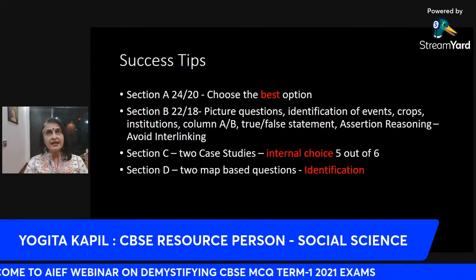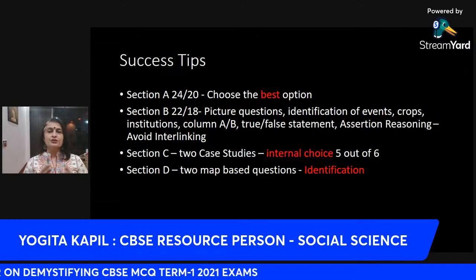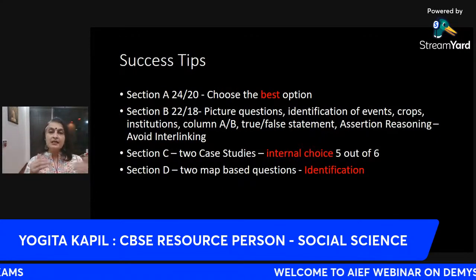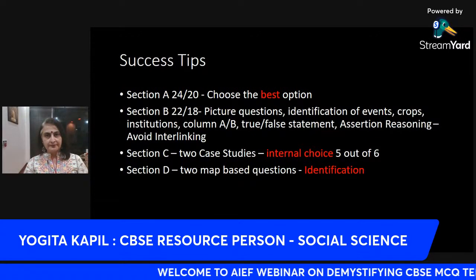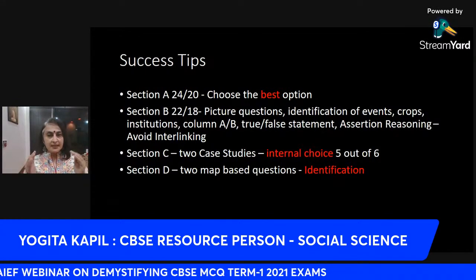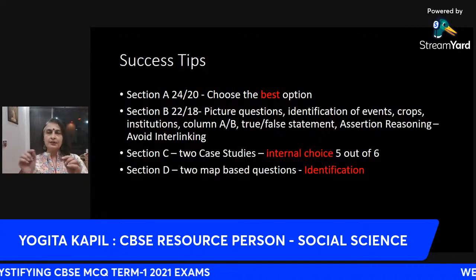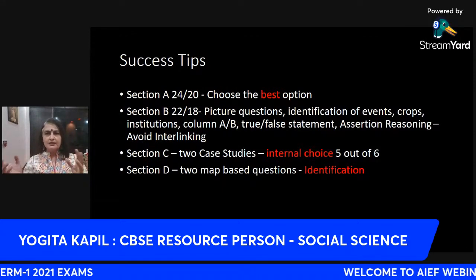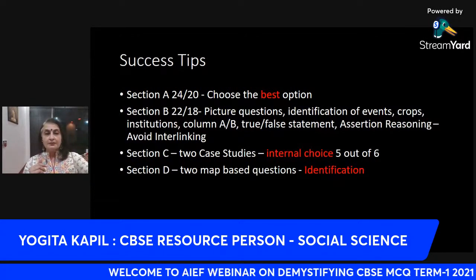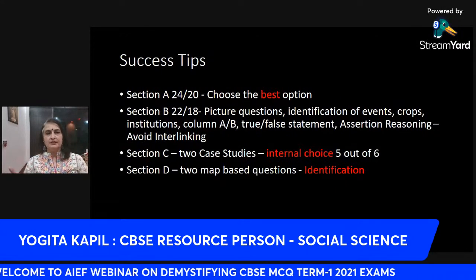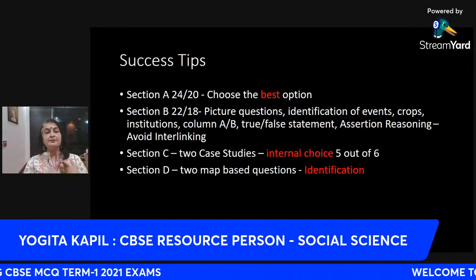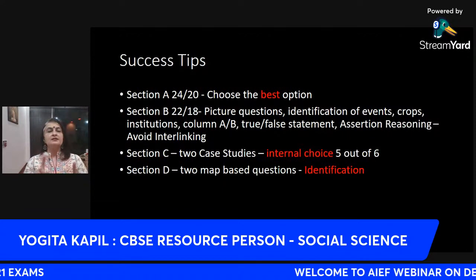Sometimes what I observed when children were doing question papers and attempting MCQs in the classes, they were trying to interlink with the previous question. So assertion reasoning questions are not interrelated. Sometimes you may find that an assertion or reasoning statement already has some apt answer mentioned in the first 24 questions. Then, of course, you may find some interlinking, but do not try to interlink it with some other question, because that is more applicable in case study and not in assertion reasoning.